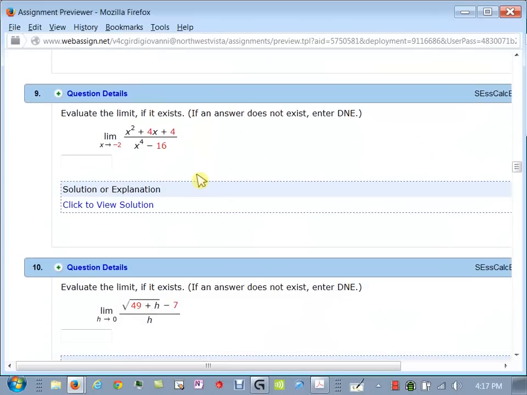Okay, let's take a look at what's happening here. Here we have x approaching -2. -2 squared is 4. Plus, let's see, 4 times -2, that's -8. So we had 4 minus 8, that's -4. Plus 4, that's 0. -2 to the 4th power is 16. 16 minus 16 is 0. So we're going to have to do some work here. I think I'll do this one.